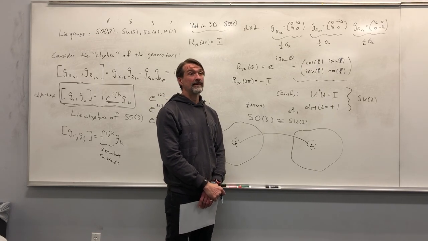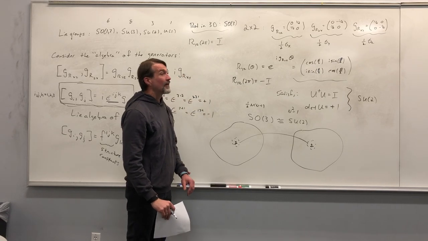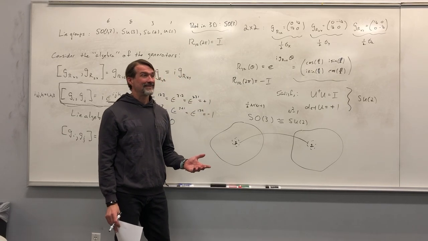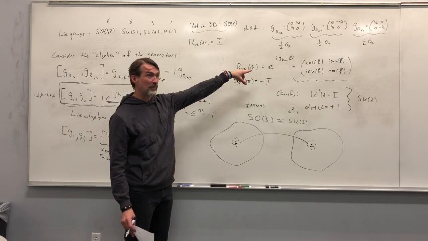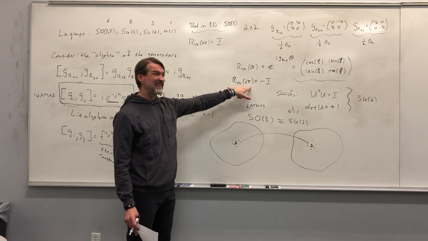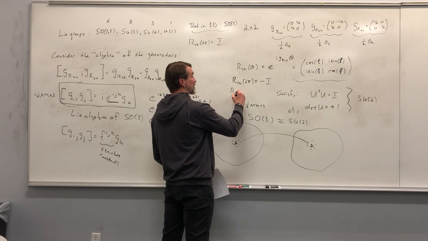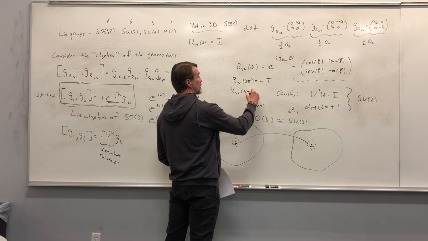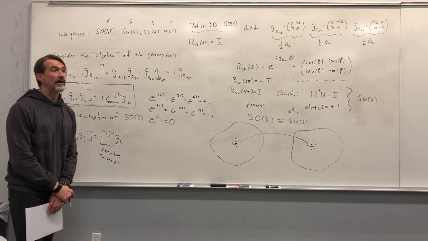Minus the identity. That's a global difference. This is going all the way out to the edge of where the parameters can go, and you're getting the identity. Here, though, if you go all the way out to the edge, you just get minus I. In fact, you have to go even further in order to get back to I. You've got to go to 4 pi.